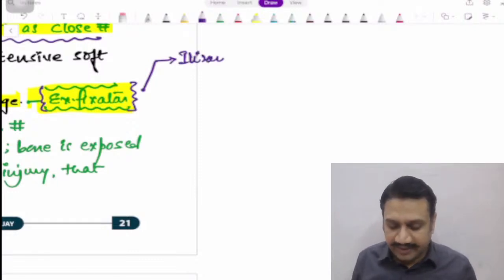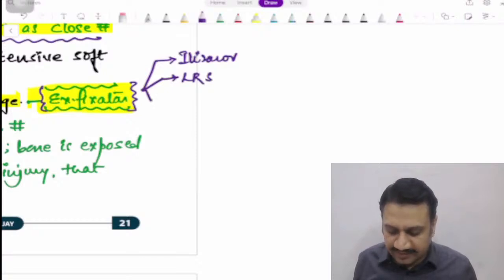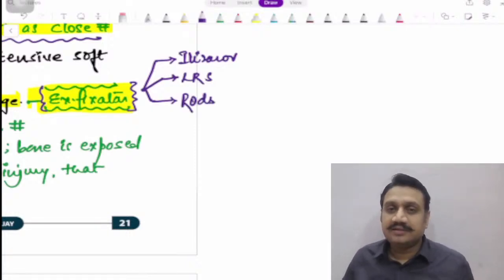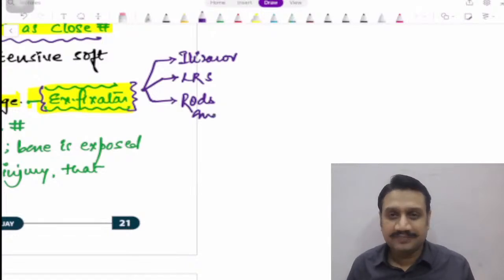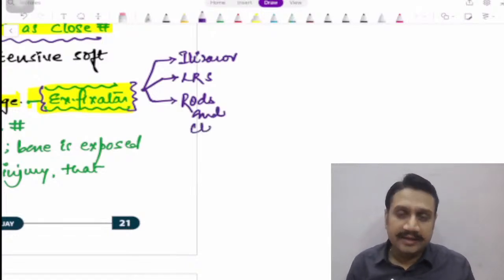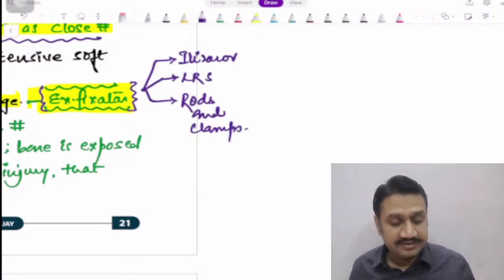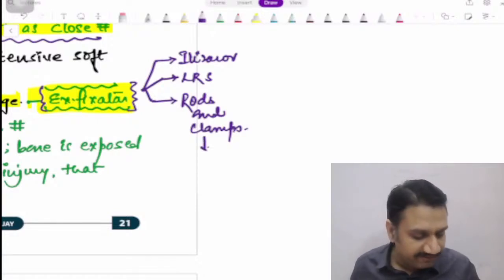They can be applied simply as a uni-axial fixator only on one side. You can apply them on multiple sides, so multi-axial, or around a joint, so we call them a spanning fixator. So uni-axial, multi-axial, or spanning. These are variable ways to apply the fixators around the open fracture, with Ilizarov, LRS, and rods and clamps. So the open fracture classification must be remembered by everyone.